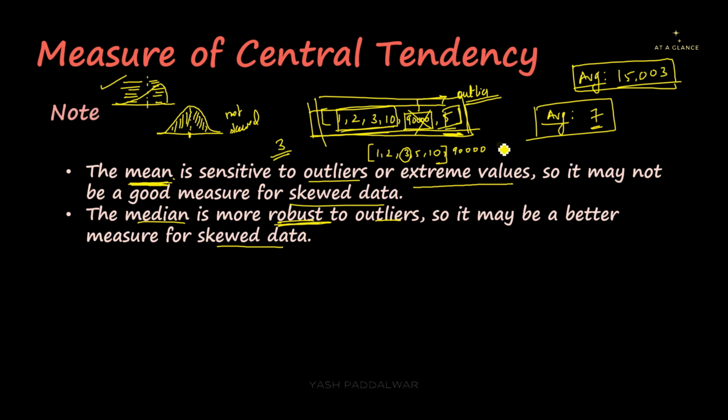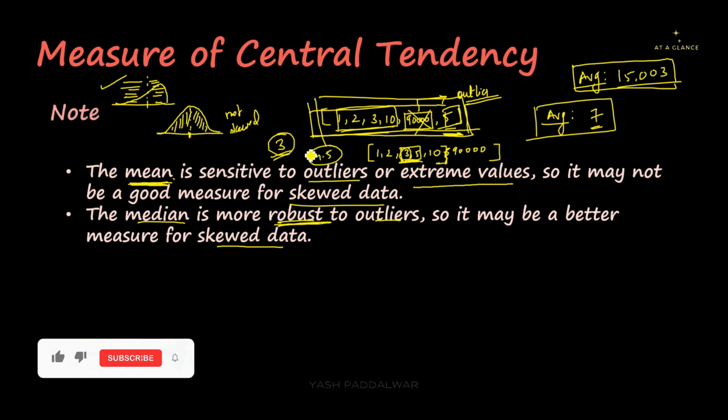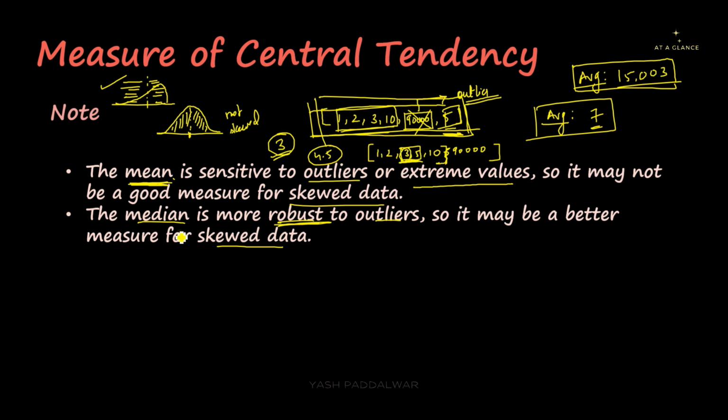Now, when we add the outlier in the data set, then in that particular case, the median won't change drastically. Here, if you calculate the central point, the central point will be 3 and 5 because it is an even number of values. So we'll take the average of 3 and 5, which is nothing but 4.5. So here you can see at a large scale, the median is not getting changed drastically, but the mean was getting changed drastically. That is why median is more robust to outliers, and that is why we can use it in skewed data. So I hope it is clear.